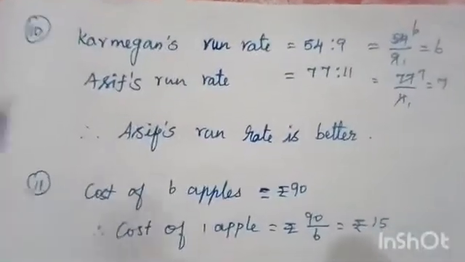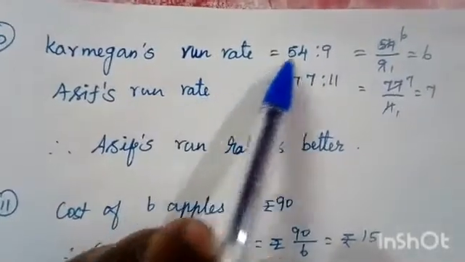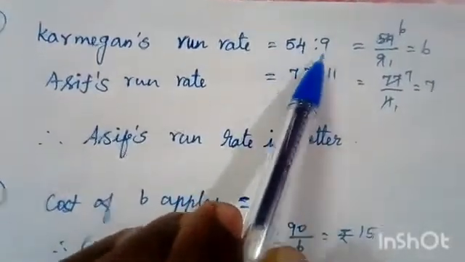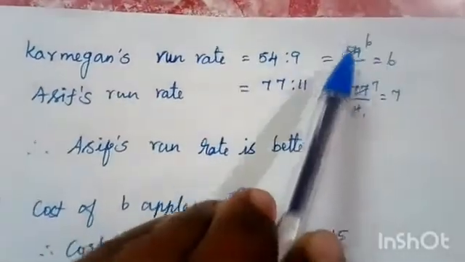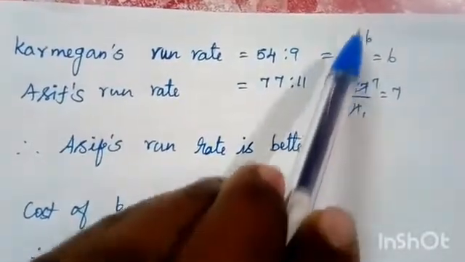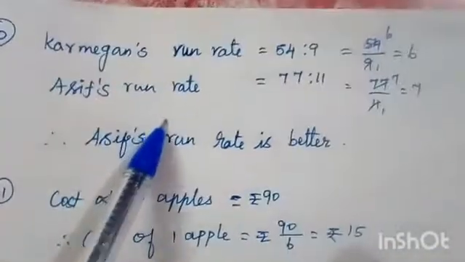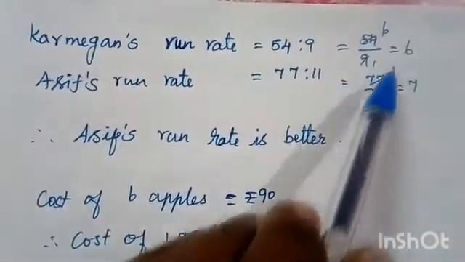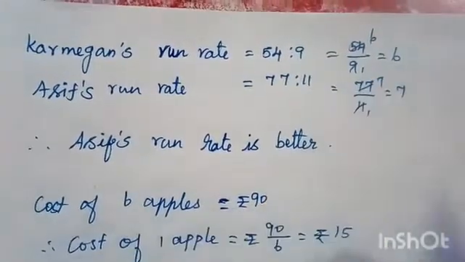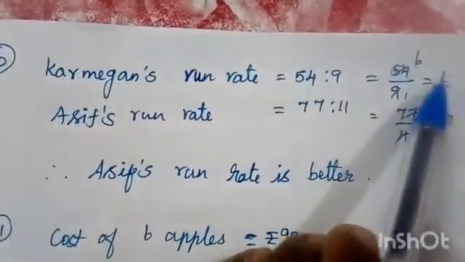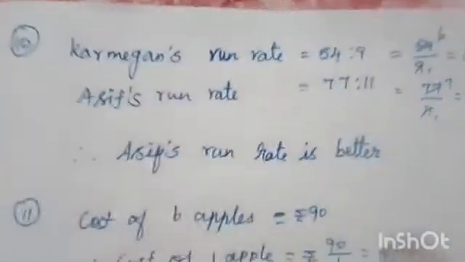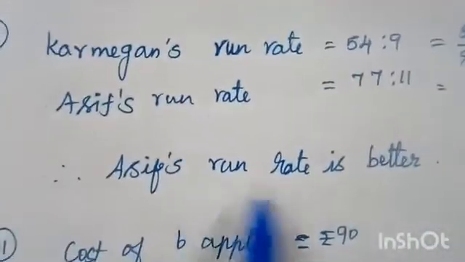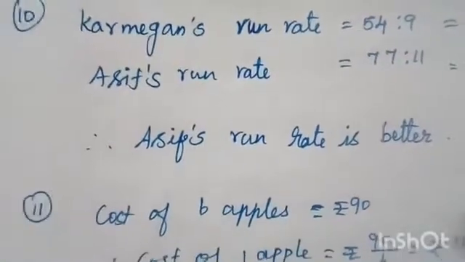For this 10th problem, Carmagan's run rate is the first ratio, 54 is to 9, written in fraction form as 54 by 9. 1 9 is 9, 6 9s are 54, so 6. For Asif's run rate, the ratio is 77 is to 11. So 77 by 11: 7 11s are 77, so 7. To compare, it is 6 and 7. Whose run rate is better? Asif's run rate is better.